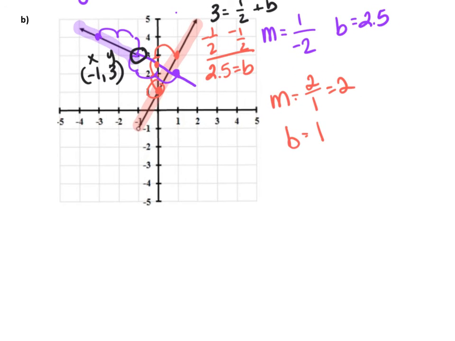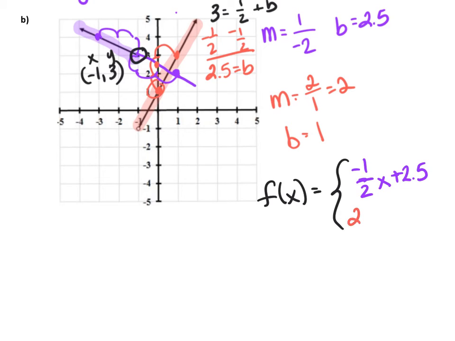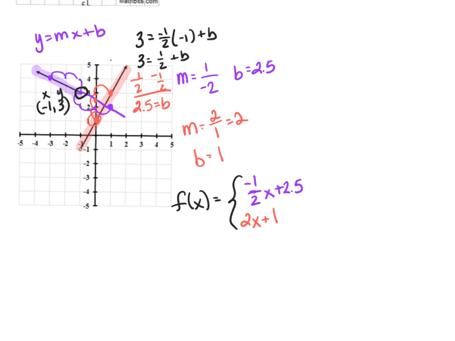And from there, we can write the equation for the piecewise. f of x is equal to -1/2 x plus 2.5 for the purple, and 2x plus 1 for the red. The last part is to define the domain of the function.